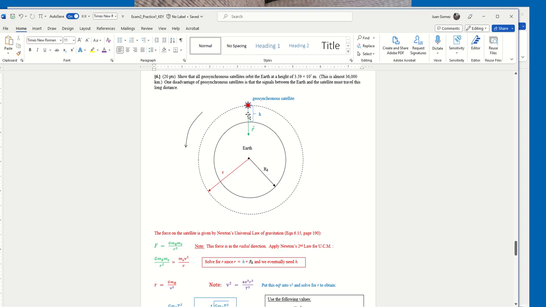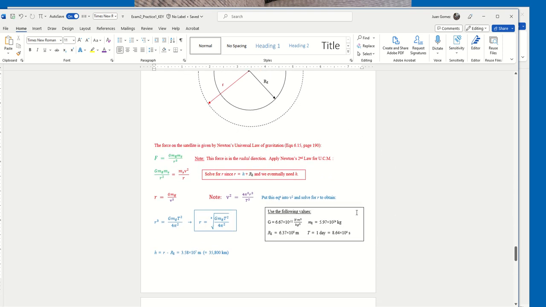That's the radial force acting on the satellite, given by Newton's universal law of gravitation. Well, we have these following values put in the box down here: the gravitational constant G, the mass of the Earth, the radius of the Earth, and the period of the satellite's orbit. Remember, geosynchronous means the period of its orbit is the same as the period of the Earth's rotation about its axis, 1 day.